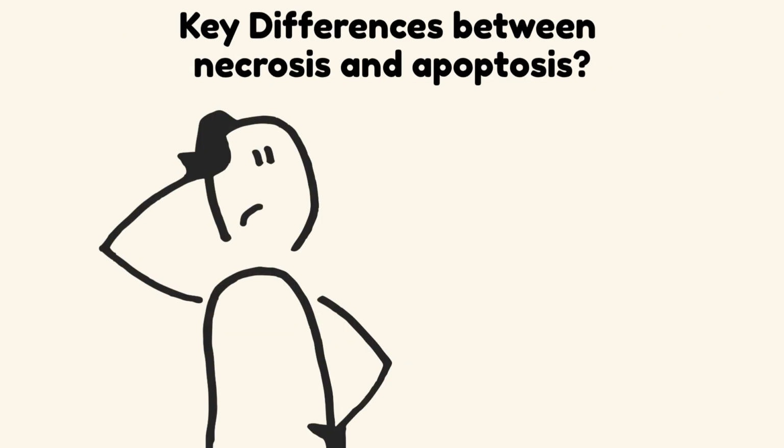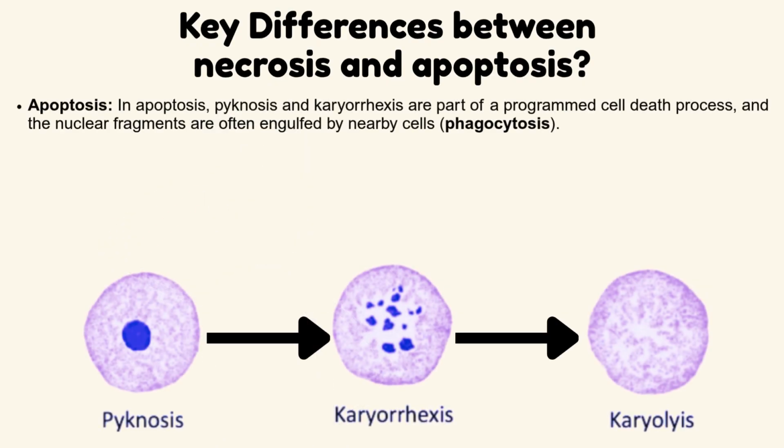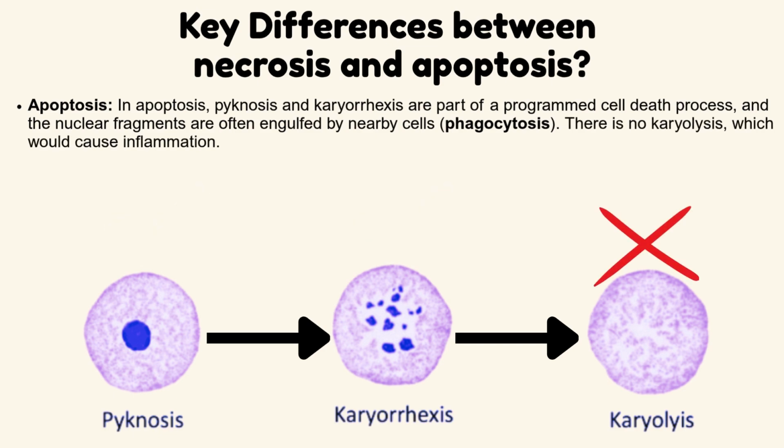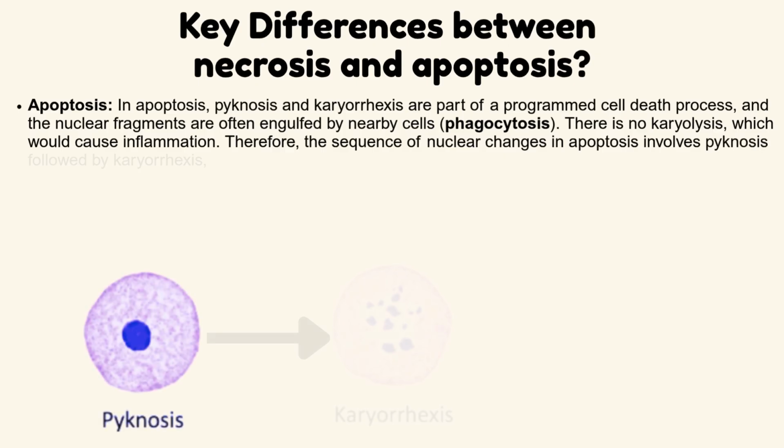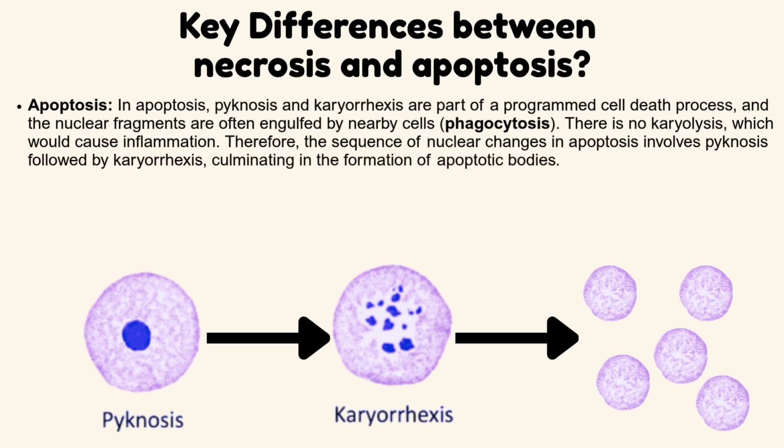Let's see the key differences between necrosis and apoptosis. In apoptosis, pyknosis and karyorrhexis are part of a programmed cell death process, and the nuclear fragments are often engulfed by nearby cells, called phagocytosis. There is no karyolysis, which would cause inflammation. Therefore, the sequence of nuclear changes in apoptosis involves pyknosis, followed by karyorrhexis, culminating in the formation of apoptotic bodies.